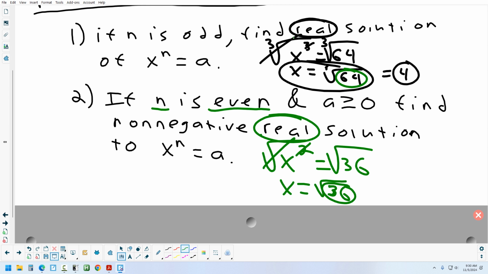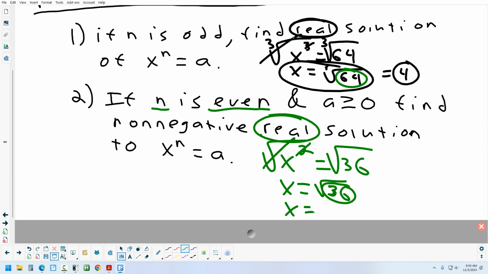All right, so now we would solve that. And when we take the square root of 36, there are 2 answers that would give us 36. But I want the one that's not negative. So what number times itself gives you 36, and it's not negative? Positive 6. If you were thinking negative 6, yes, negative 6 times itself is also 36. But that's not the principal root. The principal one is not negative.